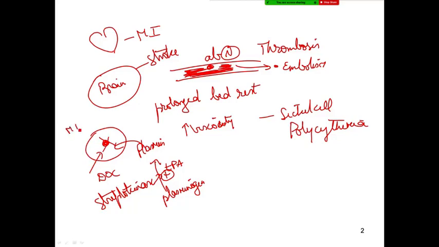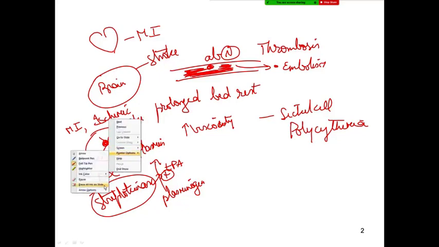So it could be used in MI. And what type of stroke? You have two types, ischemic and hemorrhagic. So in which stroke will you give streptokinase? Ischemic stroke. It is contraindicated in hemorrhagic because it will make the bleeding worse, right? So it's given only in ischemic stroke.